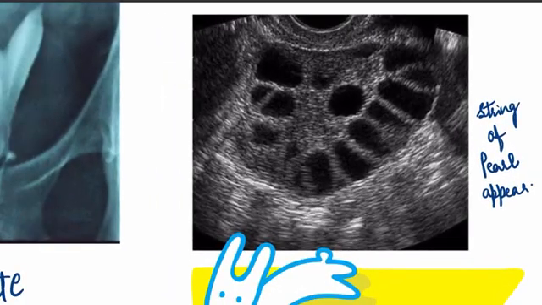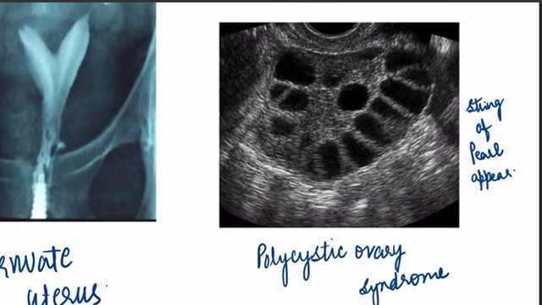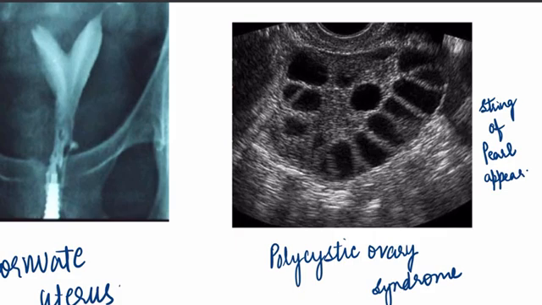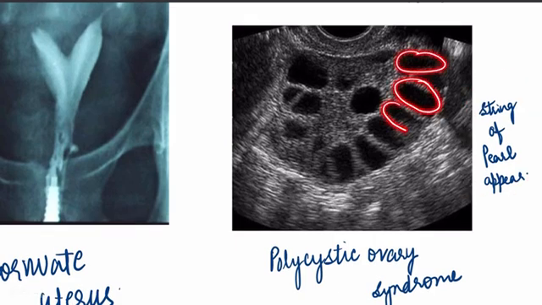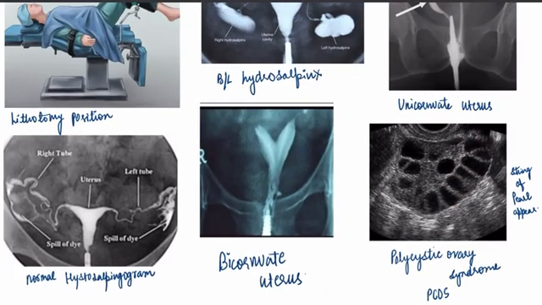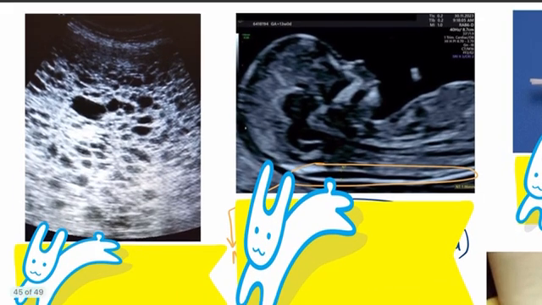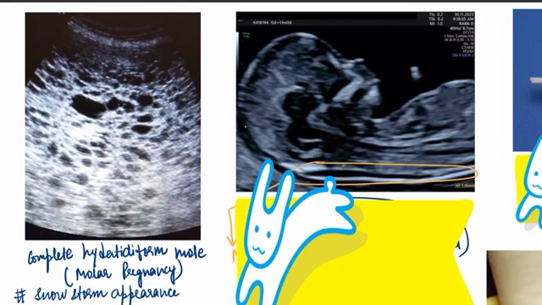Again, very famous question. This is the condition of PCOS, polycystic ovary syndrome. You can see string of pearl appearance. The cysts are arranged in such a manner that it feels like they are beaded in a string. So we call it a string of pearl appearance. This condition is very much confused with the condition of hydatidiform mole. You can see here the snowstorm appearance. It happens in complete hydatidiform mole in molar pregnancy. And this picture is the snowstorm appearance.